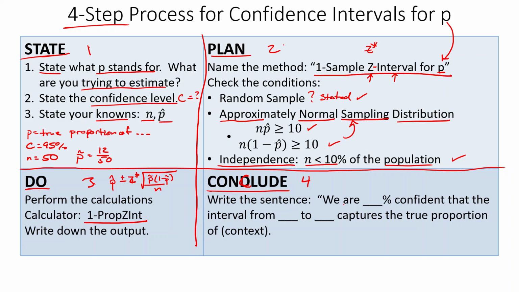So we went over the sentence in 7.1. We are blank % confident that the interval from blank to blank captures the true proportion or population proportion of, and then we throw in some context. Remember, always be specific, always throw that context in there.